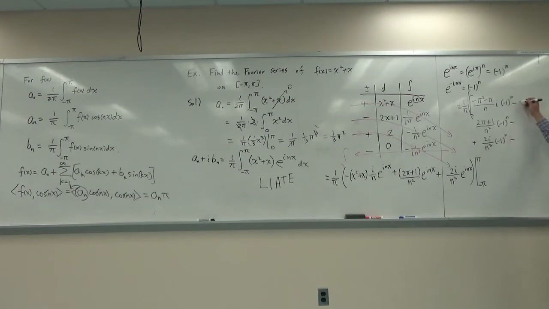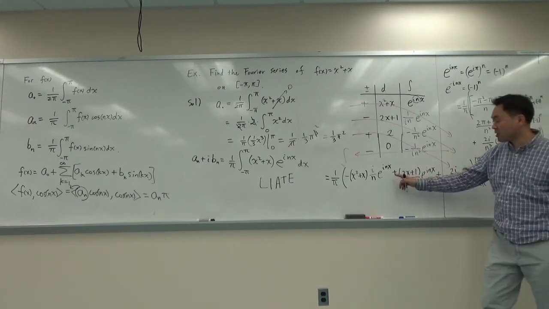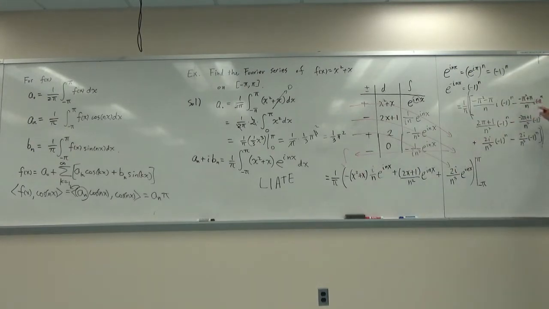So if you plug in negative pi, this is, again, negative pi squared plus pi over n i, negative 1 to the nth power. This one will be negative 2 pi plus 1 over n squared, negative 1 to the nth power. And then this will be 2i over n cubed, negative 1 to the nth power. All I did was plug in negative pi, so everything that has x's in there would have negative pi plugged in.